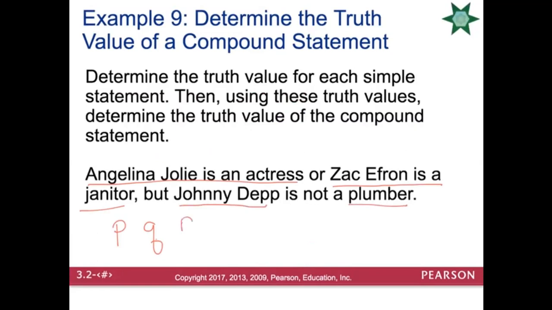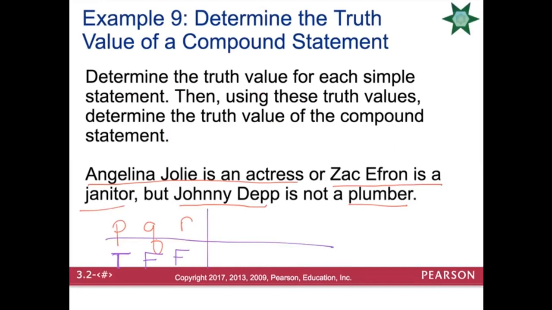Now let's go through those at just face value. Is Angelina Jolie an actress? Yes, she is. That is a true statement. Is Zac Efron a janitor? No, he's not. That is a false statement. Is Johnny Depp a plumber? No, Johnny Depp's not a plumber. That is a false statement. So now that we know the truth values of the statements, we can build the compound statement.